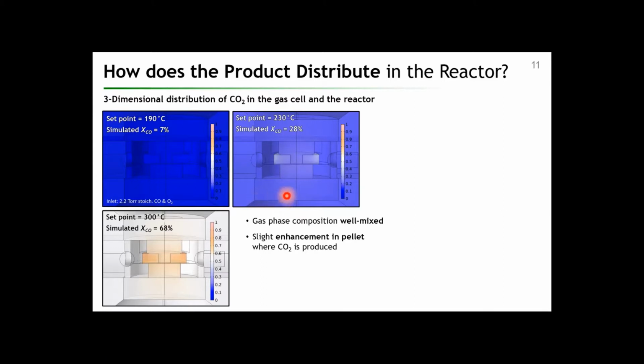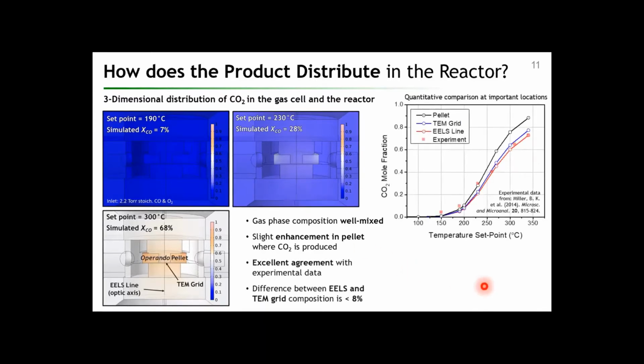You can see that the gas phase composition is very uniform. There's not a lot of variation outside of the center of the reactor where the catalyst is located in the pellet. This is to be expected, because the catalyst is located in the pellet and that's what's producing the CO2, so there's likely going to be an enrichment there. Regardless of that, what we really want to know is how the composition that we measure along the EELS line relates to the composition and the rate at the TEM grid, because that's what we image and measure during the experiment.